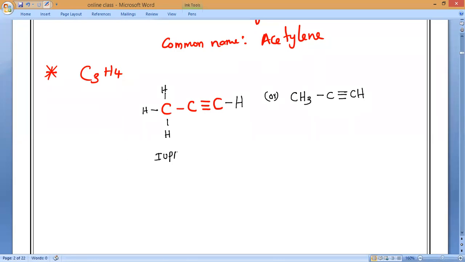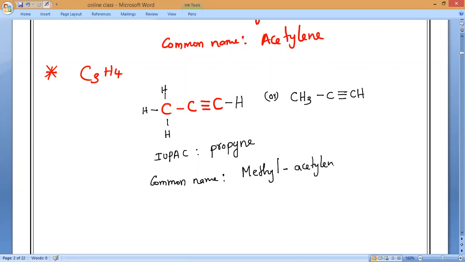So the IUPAC name is propyne. And the common name, the most important one that we see in so many places, is methyl acetylene. Okay, so please write. Methyl acetylene is the common name.